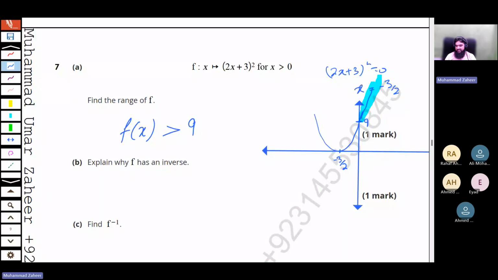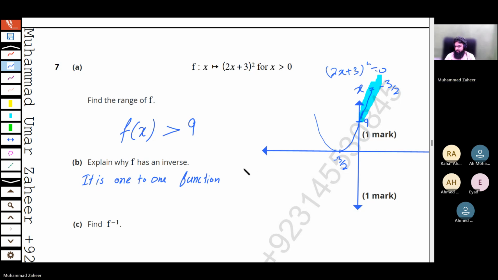So it means that it is one to one function, because only a one to one function has the possibility of finding the inverse. If the function is not one to one, you are not able to find the inverse of it, all right? So it is a one to one function.